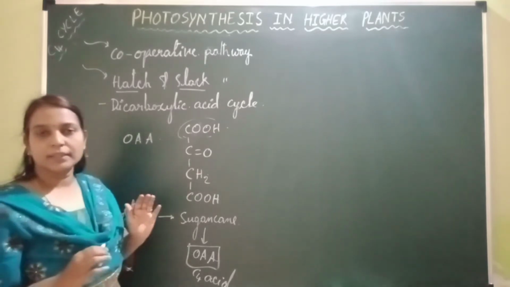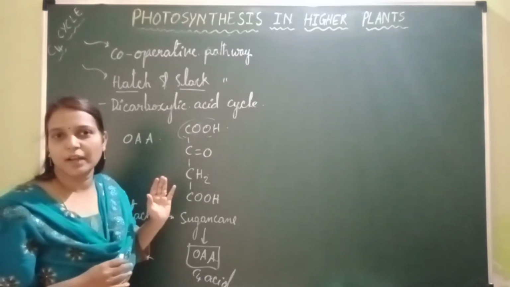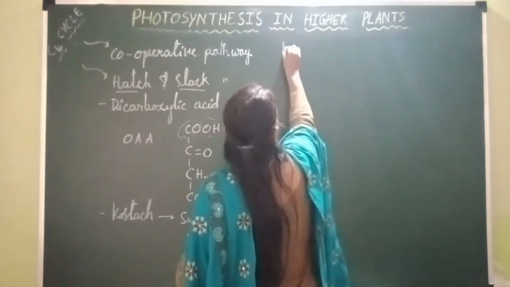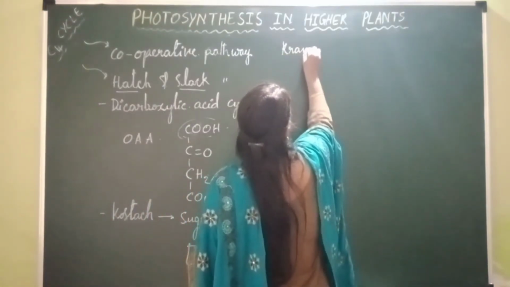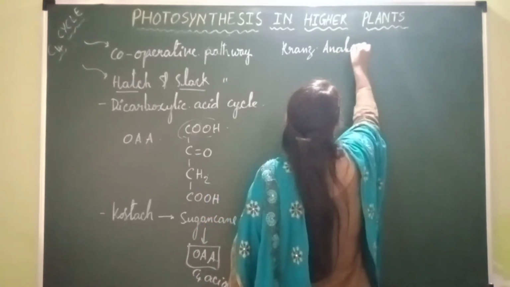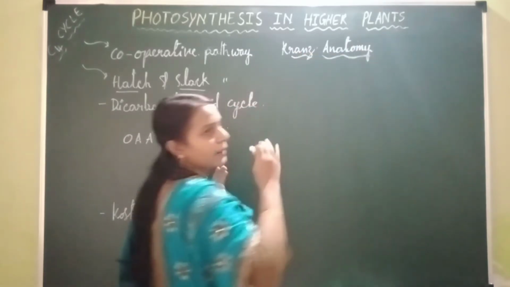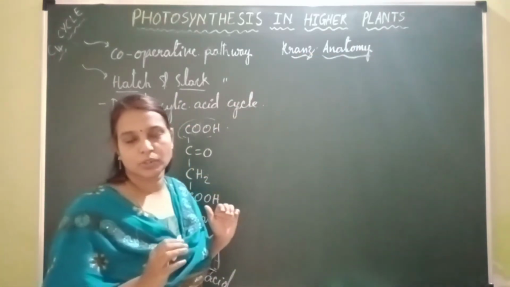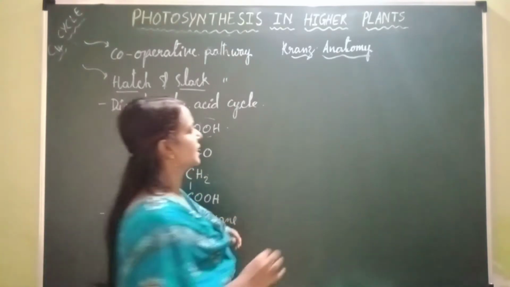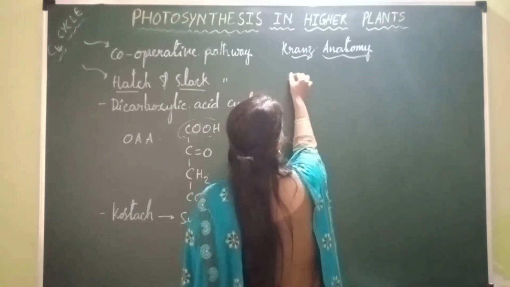One more important thing is that the plants which exhibit this pathway have a special type of leaf anatomy, that is Kranz anatomy. Kranz anatomy is nothing but the presence of thick walled bundle sheath cells around the vascular bundles, in the form of a wreath. Let's see how this Kranz anatomy is exhibited by the leaves of these C4 plants.